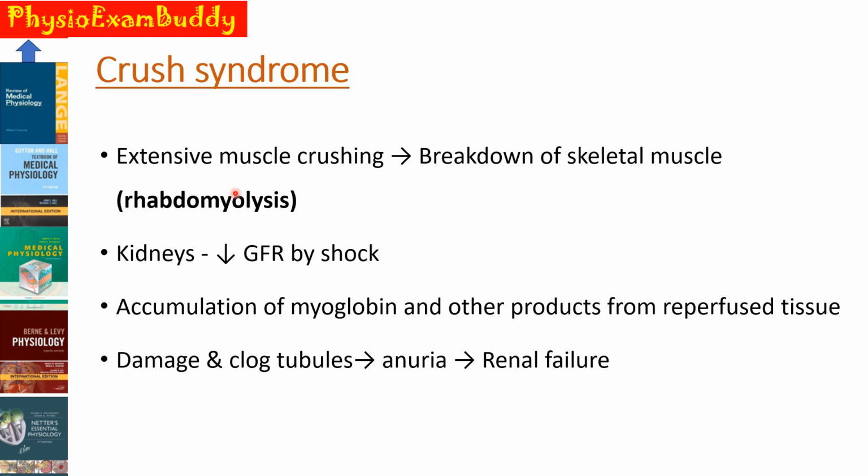The next type of hypovolemic shock is crush syndrome. Shock accompanied by extensive muscle crushing causes breakdown of the skeletal muscle by rhabdomyolysis. Kidney damage is common in crush syndrome because in the kidneys, glomerular filtration is already reduced by shock, and also accumulation of myoglobin and other products from the reperfused tissue damage can clog the renal tubules, causing anuria, which can lead to renal failure and can maybe be fatal also.